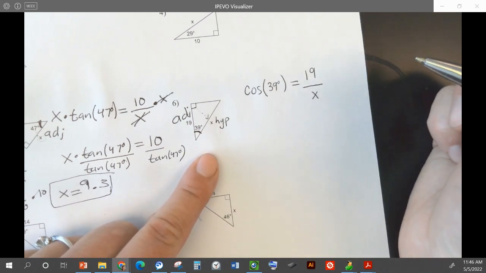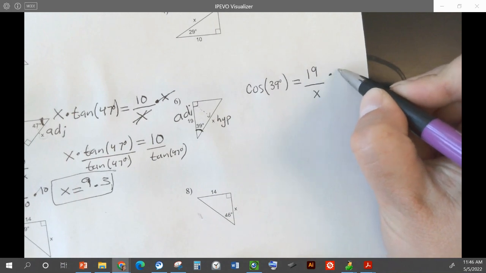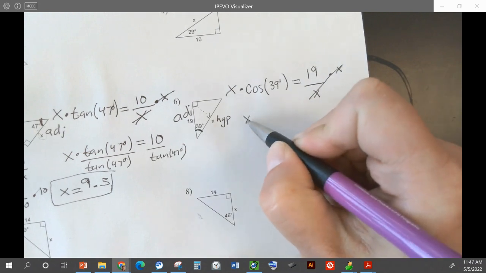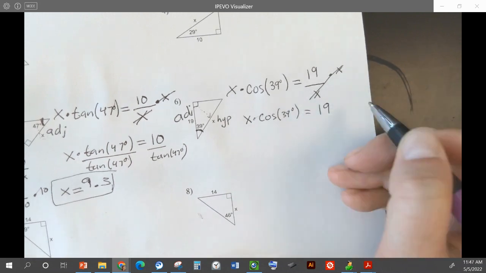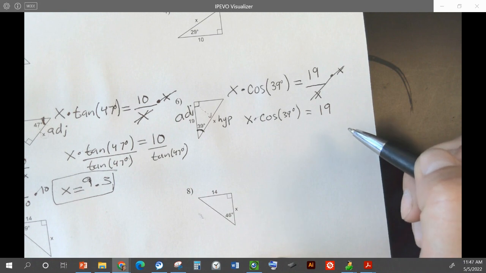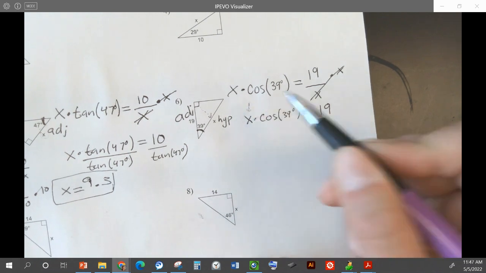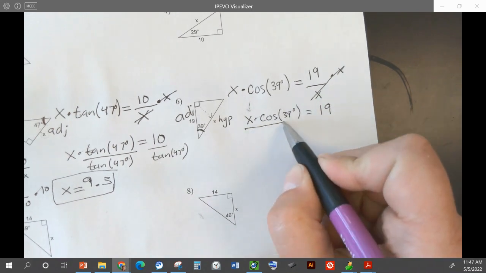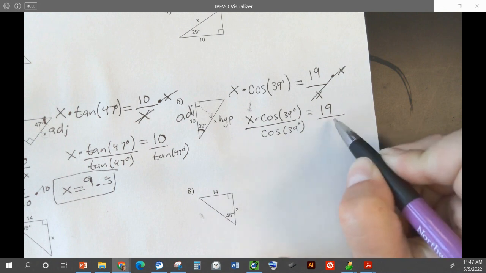So which way was more helpful? Did you guys like multiplying by x on both sides or flipping? Same? Okay, so I'm just going to multiply x on both sides. So we've got x times cosine of 39, because I want that x off the bottom. It's hard to solve if it's on the bottom. So first move it off of the bottom. Now we have x times cosine of 39. We need to get x by itself. Do you remember what we're going to do? Good, divide. We're going to divide both sides by cosine of 39.